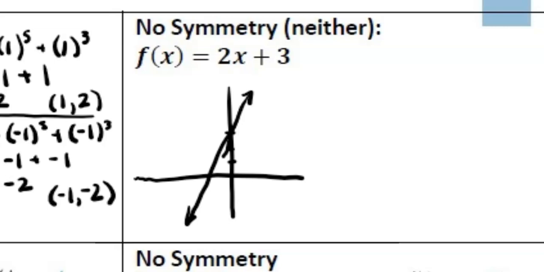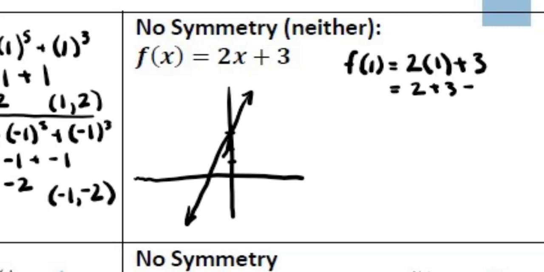And it looks something like that. So then if I put in 1 for x, I get f of 1 is equal to 2 times the x value, which is 1, plus 3. And that's equal to 2 times 1 is 2, plus 3, and so we get 5 is our y value. So we would get the point (1, 5).